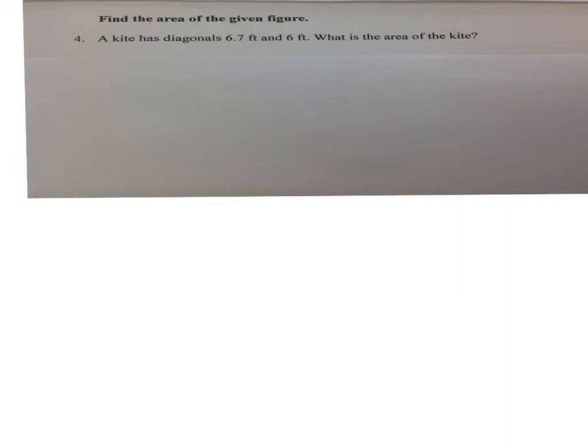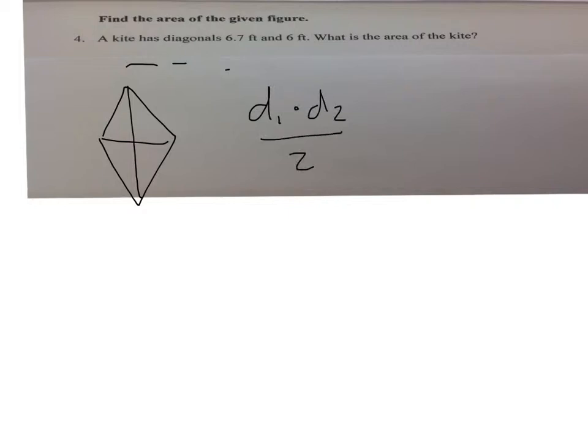Okay. Number 4, the kite has diagonals. I mean, you could draw a picture of it if you want to. That looks more like a rhombus, but use your imagination. It says diagonals are 6.7 and 6. Okay, it doesn't say half. It says the diagonals are. It's giving you the diagonals. The formula is d1 times d2 divided by 2 equals your area.